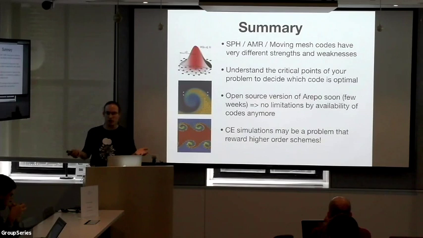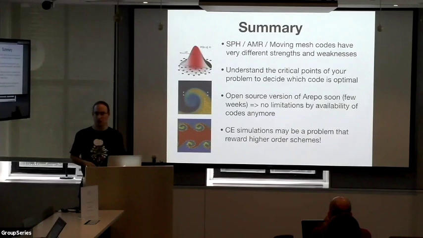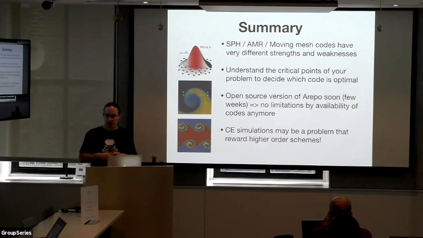However, the common envelope in general seems to be, for most of the volume, a smooth problem. And if you have a smooth problem, then in principle, going to higher order can give you a much more efficient solution. So it would be interesting to look into to which degree that would be an interesting test case for higher order codes. Okay, that's it.